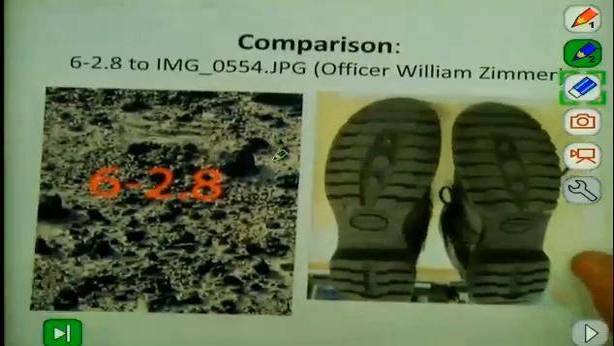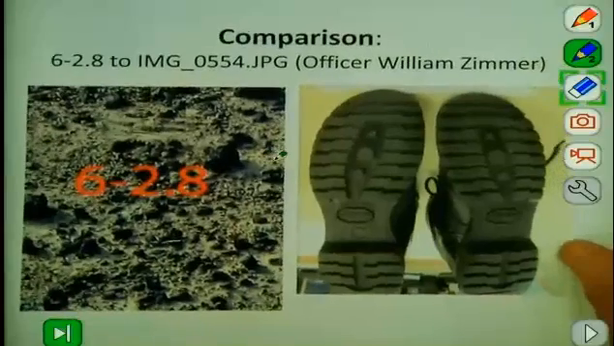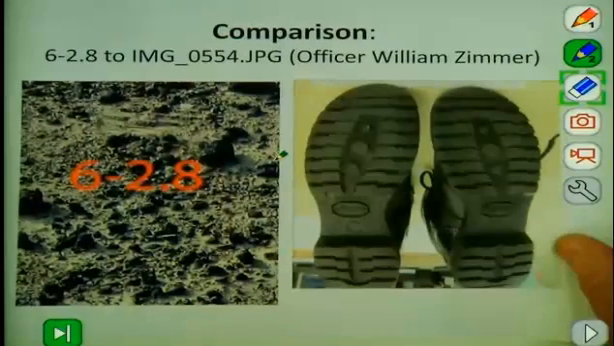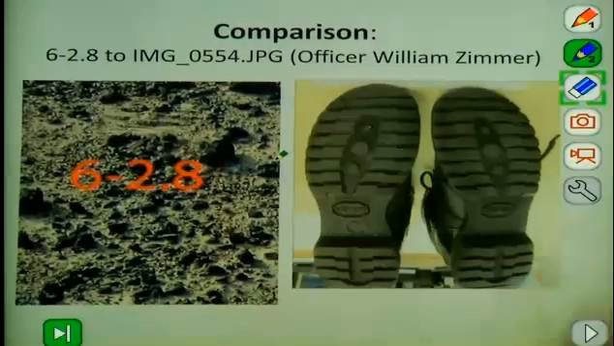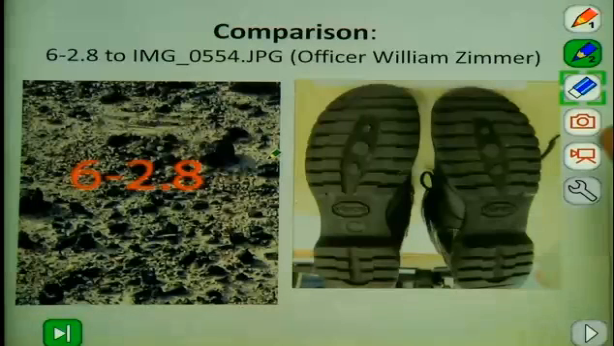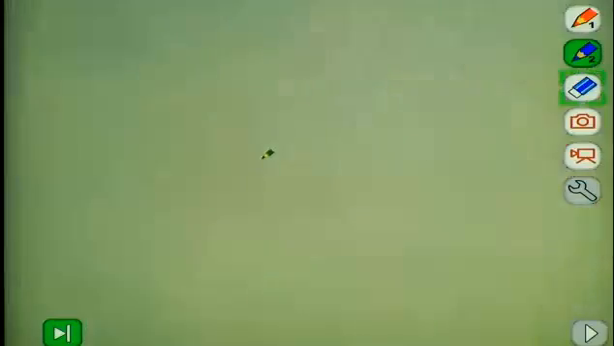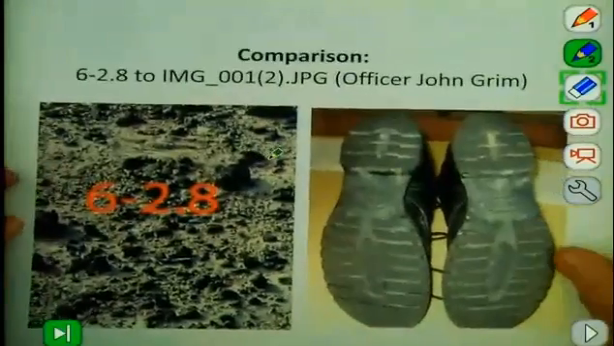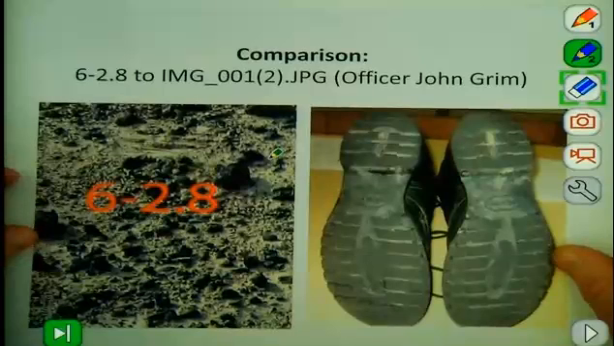Were you able to compare that again to a pair that you thought was similar? Yes, again, this brings us back to the Vibram soles of Officer Grimm or Officer Zimmer. That small partial footwear impression is similar in manufacturing design to those Vibram soles. It's just a comparison to Grimm's. Yes.